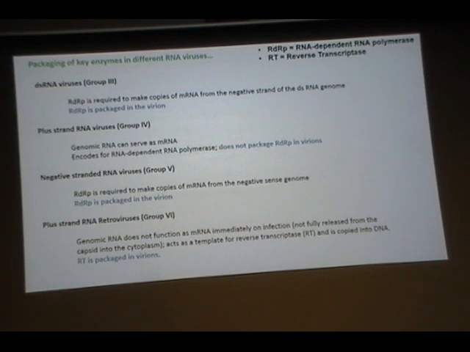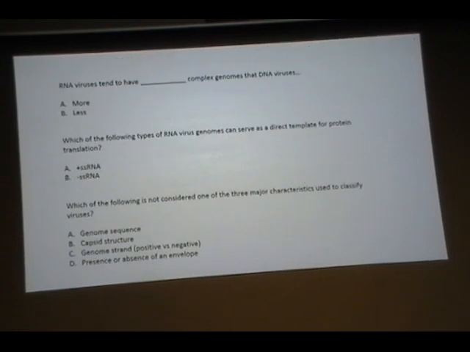And of course, the retroviruses use our reverse transcriptase, and so they use a different enzyme altogether. So let's think about this momentarily. Covered a few things already. RNA viruses tend to have more or less complex genomes than DNA viruses? Less. Good. Which of the following types of RNA genomes can serve as a direct template for protein translation? Positive stranded RNA viruses, right?